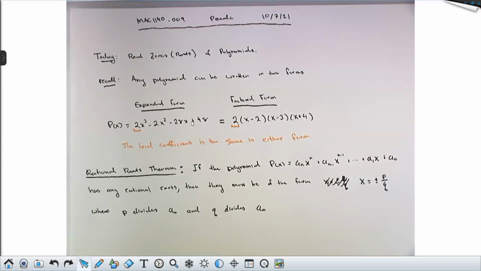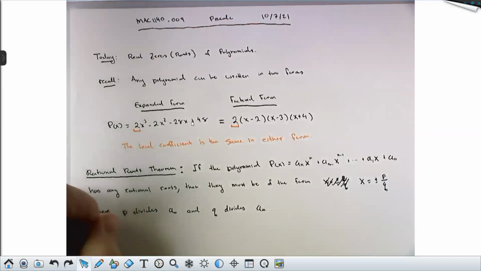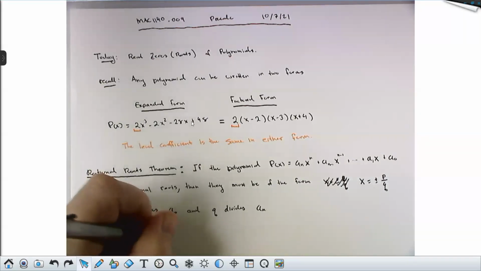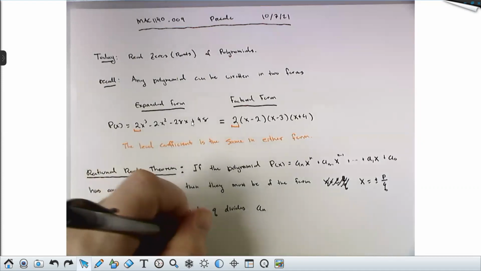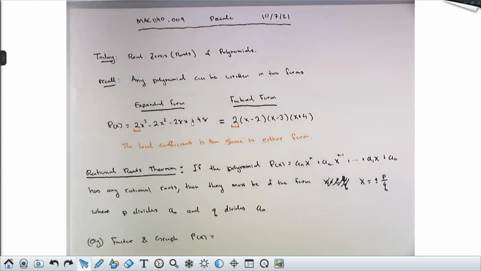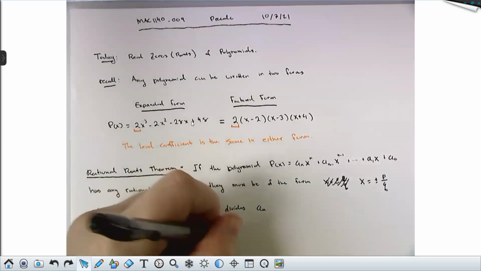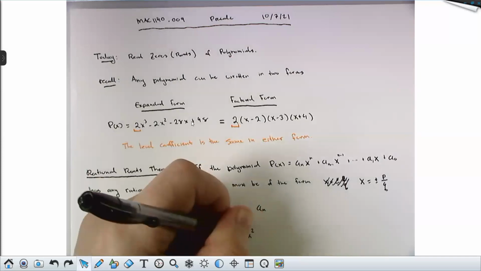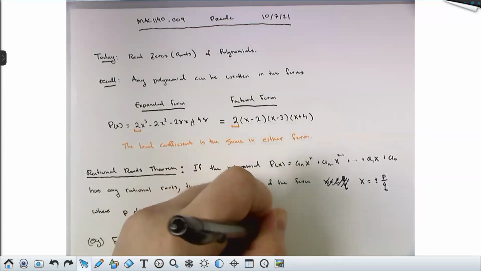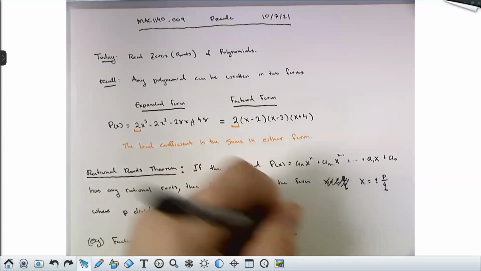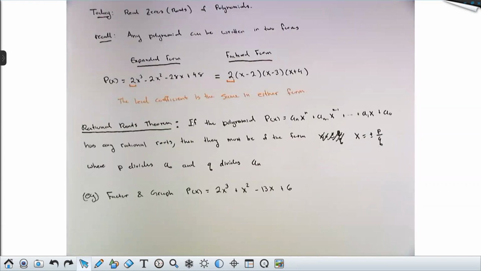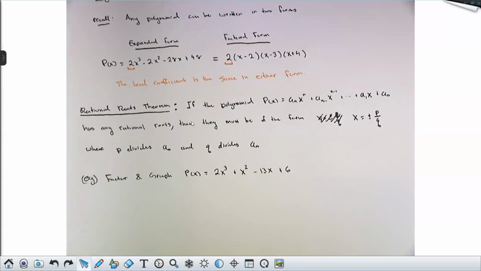All right, so let's see if we can do this. Let's factor and graph the polynomial p of x equals 2x cubed plus x squared minus 13x plus 6. And the trick is to use the rational roots theorem and synthetic division.